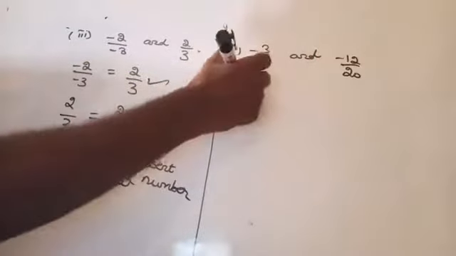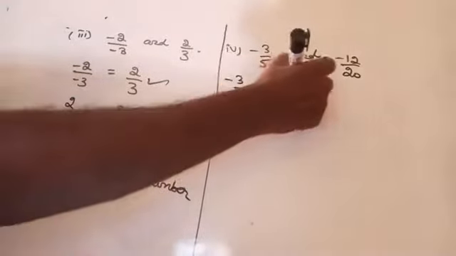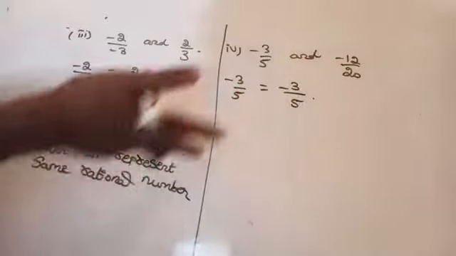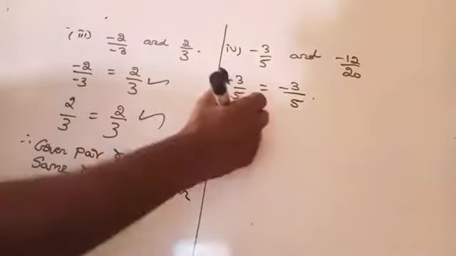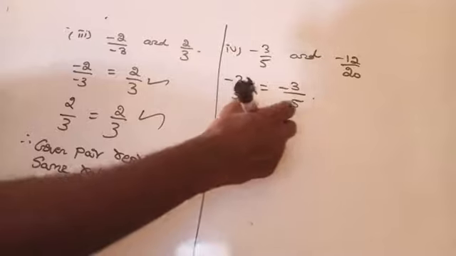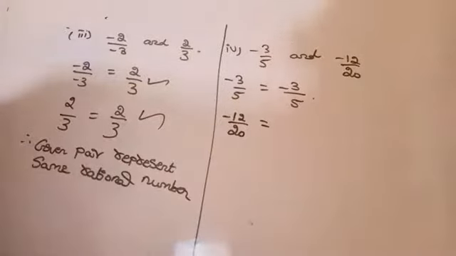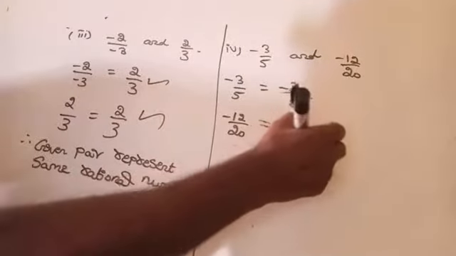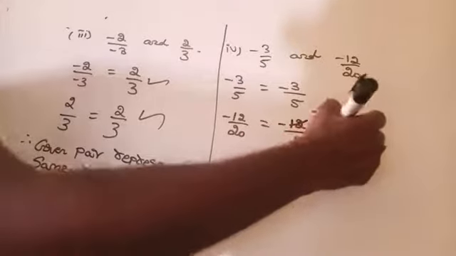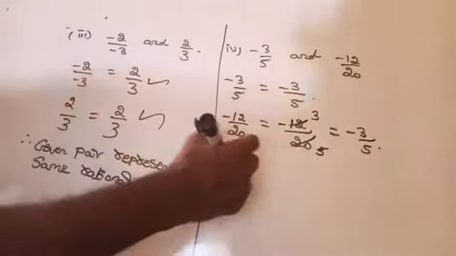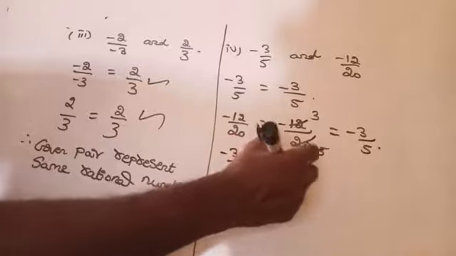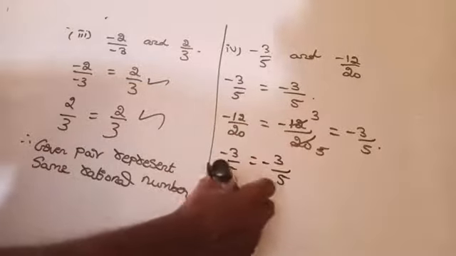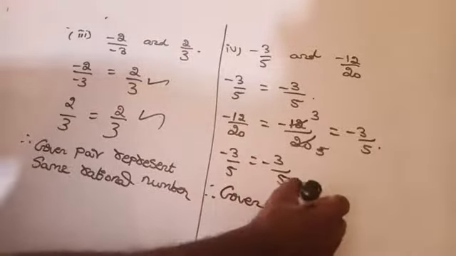Now simplify. Minus 3 by 5 is equal to minus 3 by 5 because already it is in the standard form. Minus 12 by 20. Which one is the common multiple? Yeah, that is 4. 3 fours are 12, 5 fours are 20, so minus 3 by 5. So minus 3 by 5 equals minus 3 by 5. Therefore, the given pair represents the same rational number.